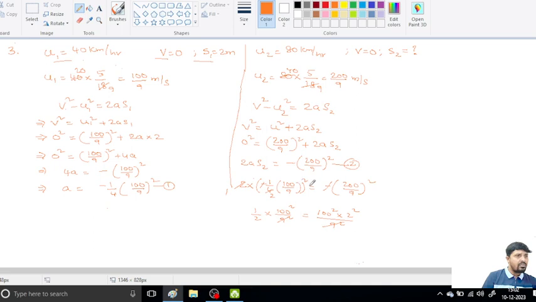Okay, we got the value of s2. So this is s2. 100 square will be cancelled. So this 2 is going to multiply here. So s2 by 2 equals 4. Then s2 is equal to 4 into 2, which is equal to 8. So the answer is 8 meters. Hope you got it. We'll go for the next question.